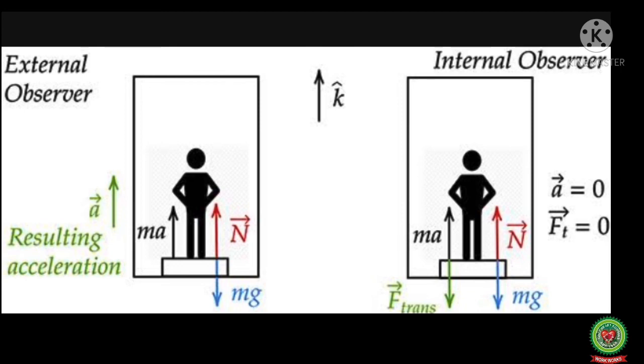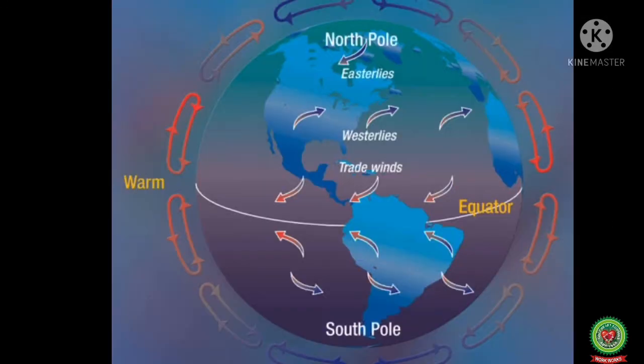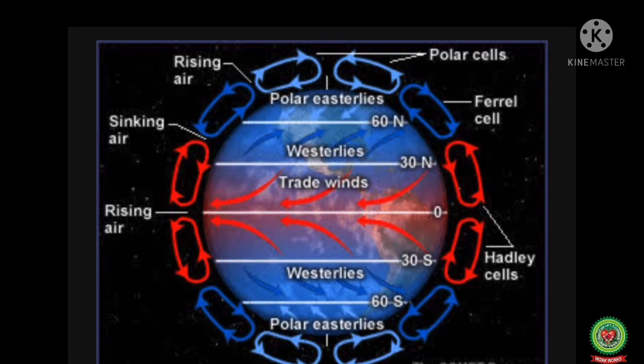Let's take an example. When we consider large masses of air and ocean currents, the effect of Earth's rotation has to be considered. In that case, Earth cannot be considered as an inertial frame. It is in an accelerated frame of reference and hence we can say it is in non-inertial frame.